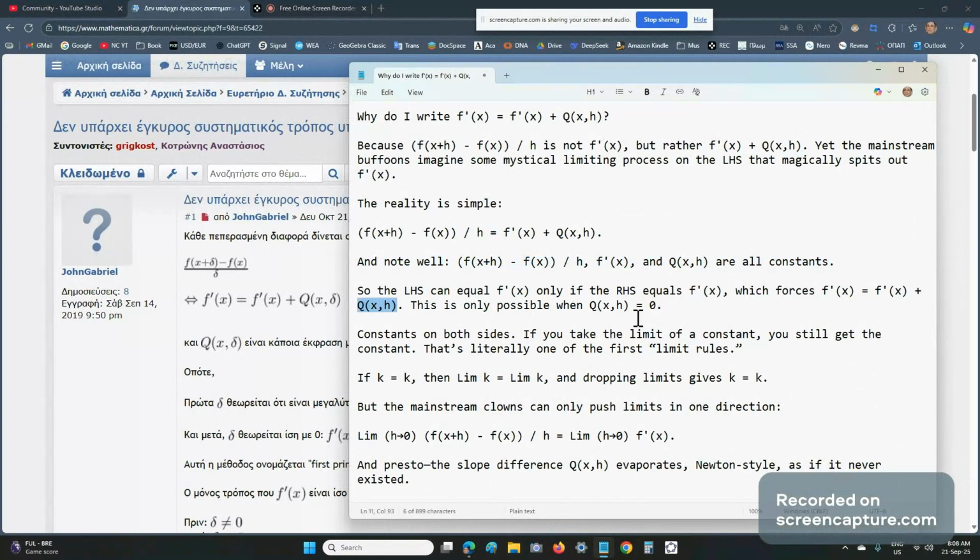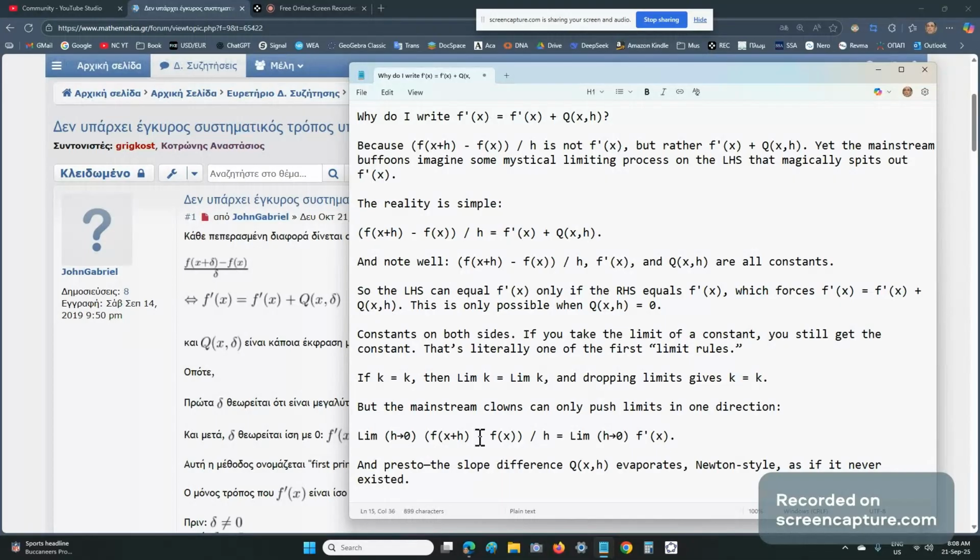This is only possible when q of x comma h is equal to 0. And it's true in the case of a straight line, because in that case this is the derivative, or the slope. Now, we've got constants on both sides, so if you take the limit of a constant, you still get the constant. That's literally one of your first limit rules. So if k is equal to k, then lim k is equal to lim k, and if you drop limits, you get k is equal to k.